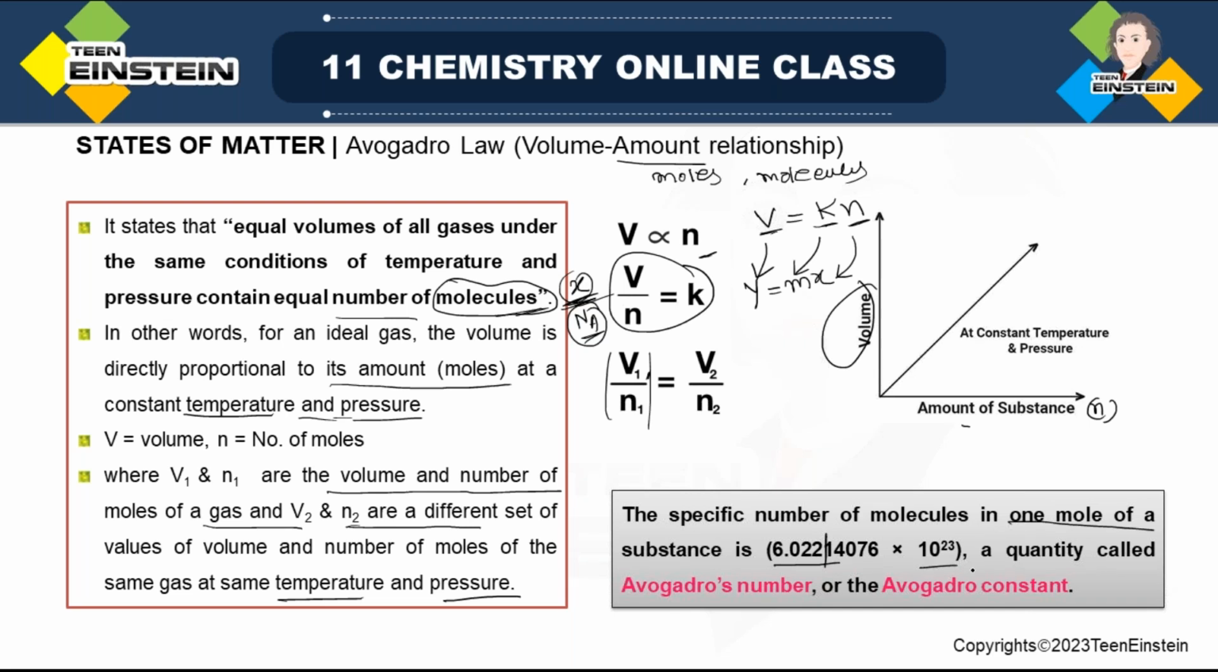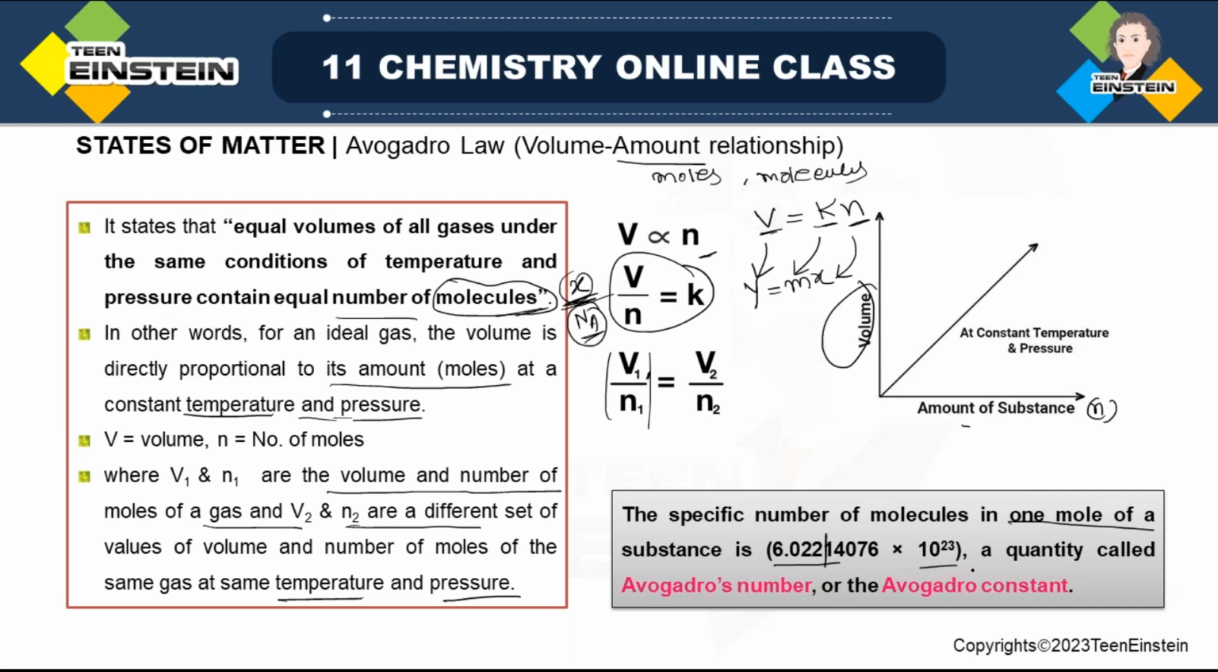So this quantity is called Avogadro number or constant, which you will require when you change from number of molecules or number of atoms to number of moles. So when it is 1 mole, this quantity is present. When 2 moles, then this quantity into 2 is present, like this.